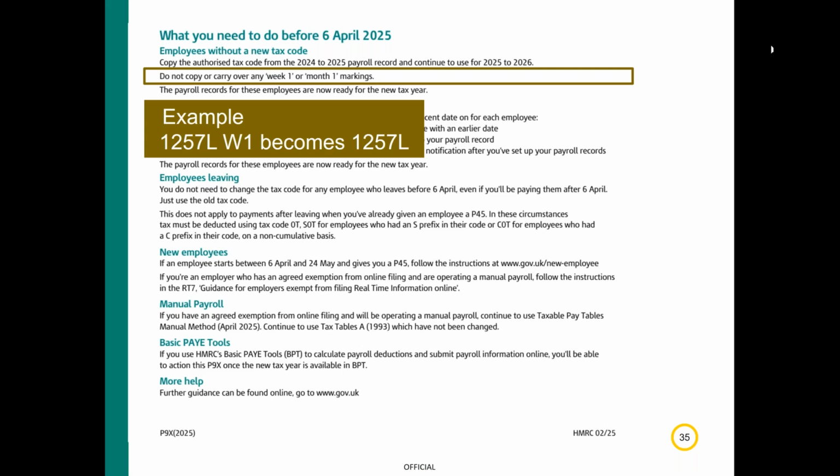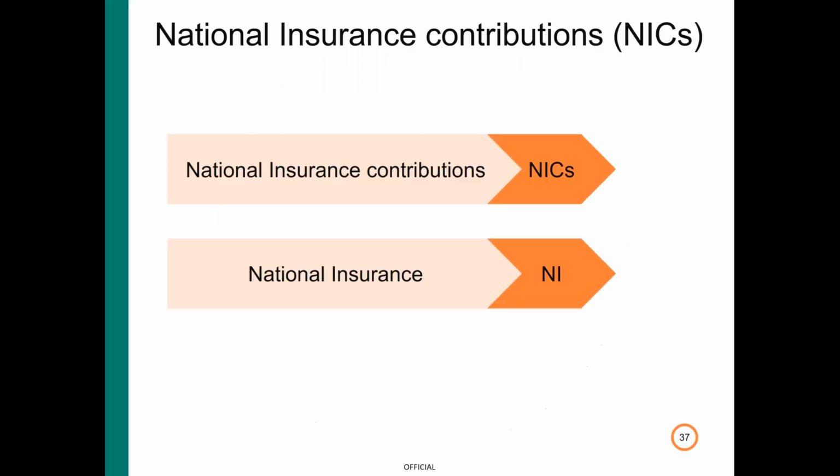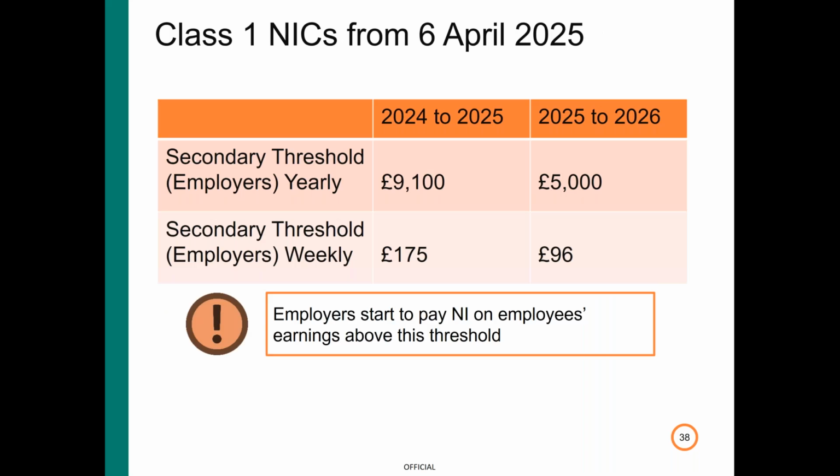We'll move on now to look at national insurance contributions. I'll say NICs for national insurance contributions and NI for national insurance. Let's start with the change to employers' NI as announced in the autumn budget. From 6th of April 2025, the secondary threshold, the point at which employers start to pay NI, reduces from £9,100 to £5,000 per year and from £175 to £96 per week.